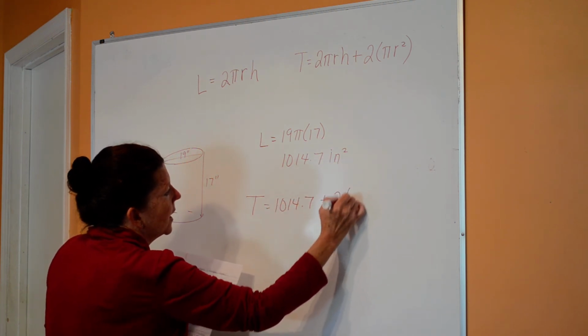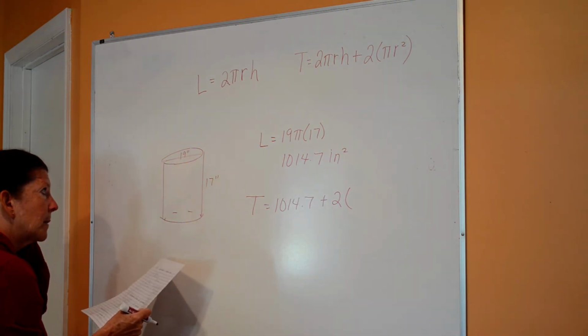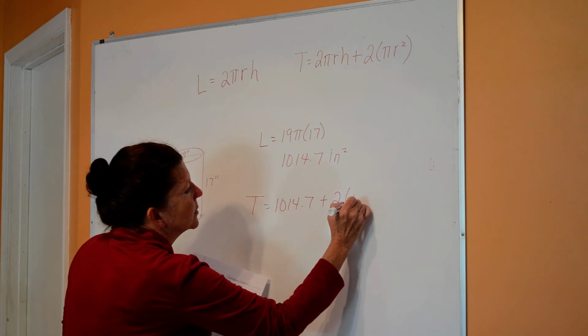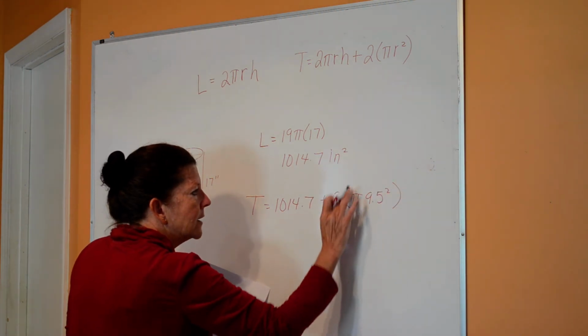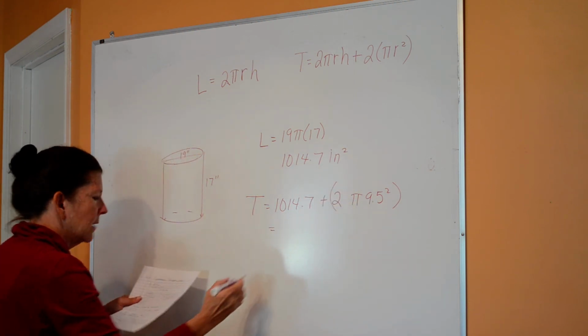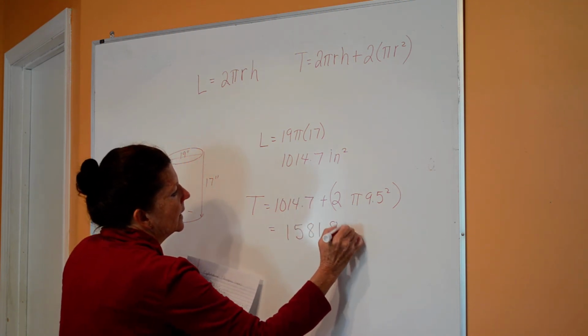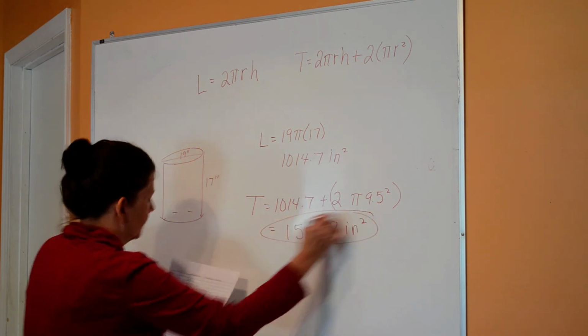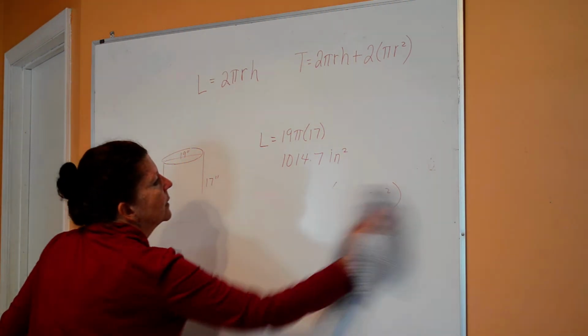Total area is going to be that plus 2 times the area there. Now, if that's 19, then I'm talking about 9.5 as a radius. So pi times 9.5 squared. Don't forget to put parentheses around that whole last part, and that will give me an answer of 1,581.8 inches squared. All right, that was section 12.4. Section 12.5 was the area of a pyramid.